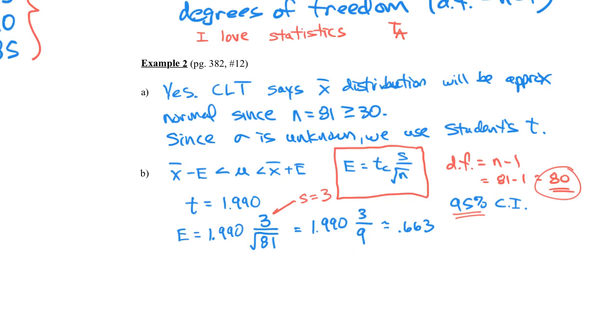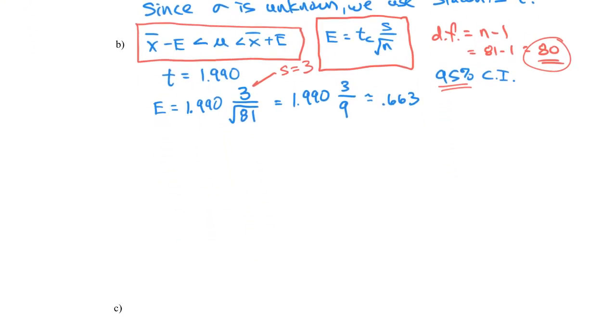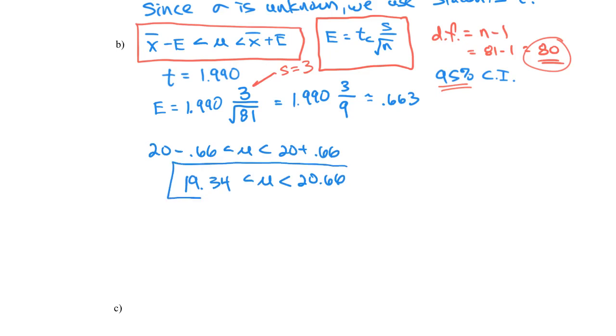So you can go back to the formula here. This is the same formula that we saw in 7.1. So once we have that, we can just fill in these blanks. So x bar is 20. So we have 20 minus, I'm just going to round this to 2 decimal places, 0.66, less than mu, which is less than 20 plus 0.66. So we get 19.34 is less than mu, which is less than 20.66. So this is what we get for our confidence interval.